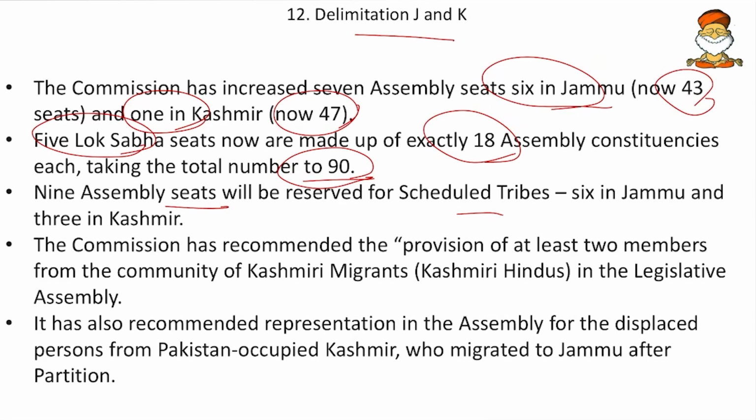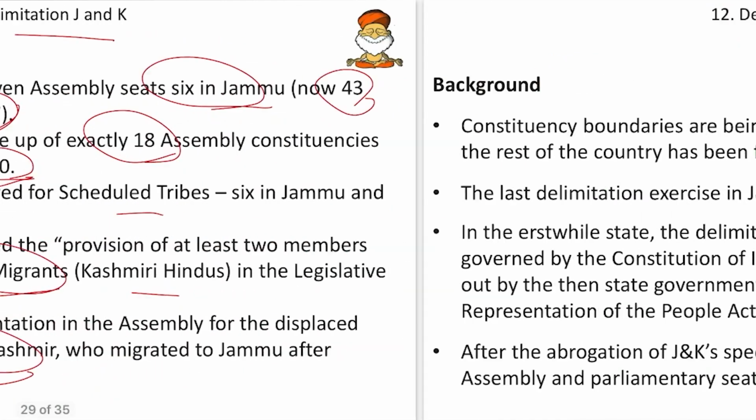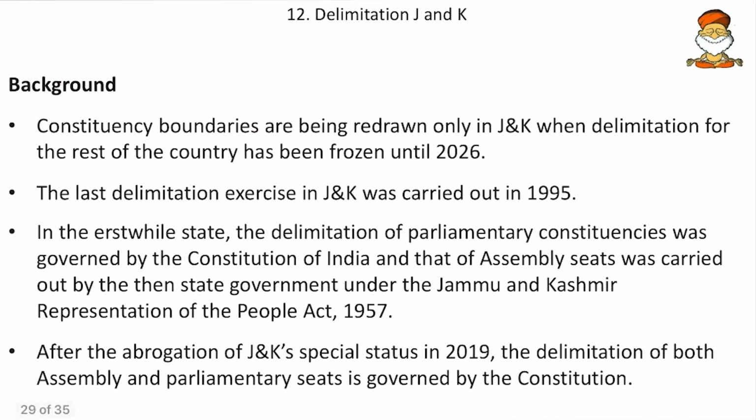Then 9 assembly seats will be reserved for the scheduled tribes, that is 6 in Jammu and 3 in Kashmir. And then the commission has recommended the provision of at least 2 members from the community of Kashmiri migrants, that is Kashmiri Pandits, in the Legislative Assembly. And the commission has also recommended representation in the assembly for the displaced persons from the Pakistan occupied Kashmir who migrated to Jammu after partition. So even for POK migrants, there is representation. So this is a brief account on the commission.